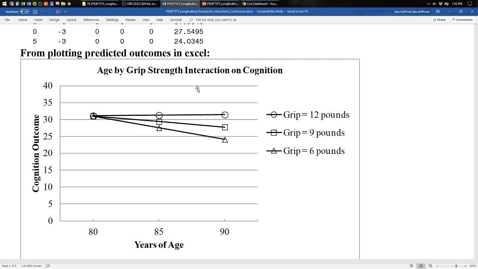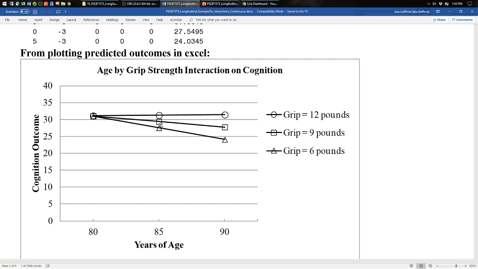In the book, I have another picture that goes the other way too. So the middle square right here, where my cursor is, for years 85 and grip 9, that's my model intercept. This is the "you are here" sign. The slope of the line for age, that's the main effect of age given by the model. The vertical distance at 85 as a function of grip strength is the main effect of grip given by the model.